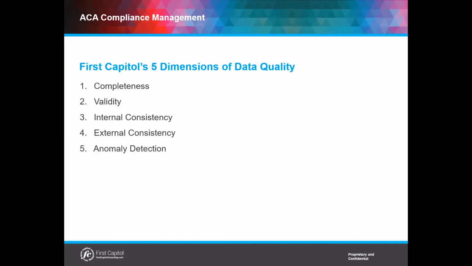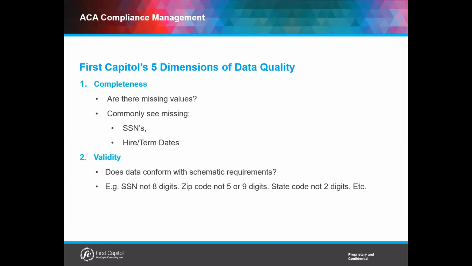So when we think of data quality issues, we really think of it through this lens of these 5 different dimensions: completeness, validity, internal consistency, external consistency, and anomaly detection. And we'll drill down on what each one of these means with actual examples, just to make this a little bit more concrete. So next slide, please.